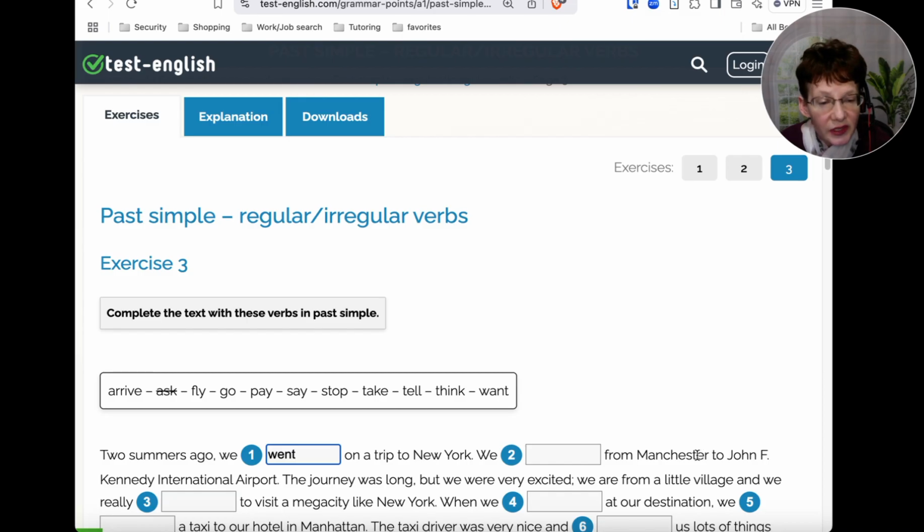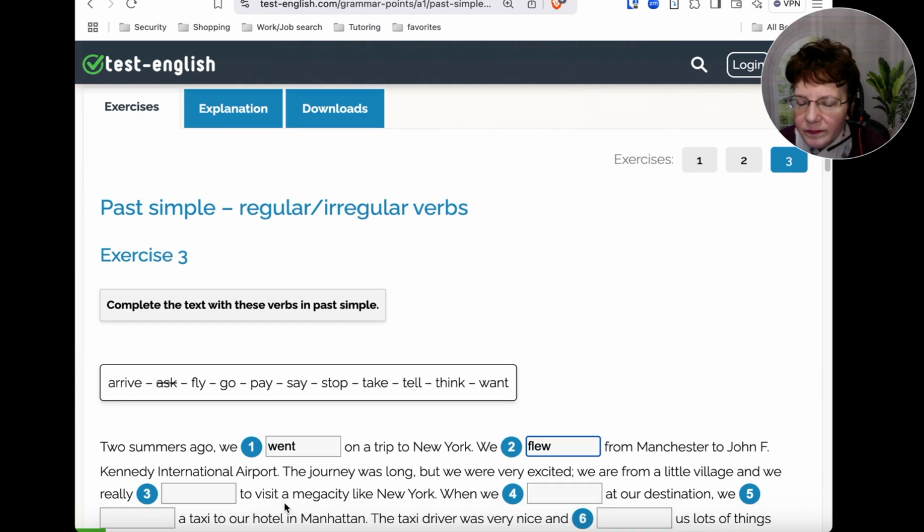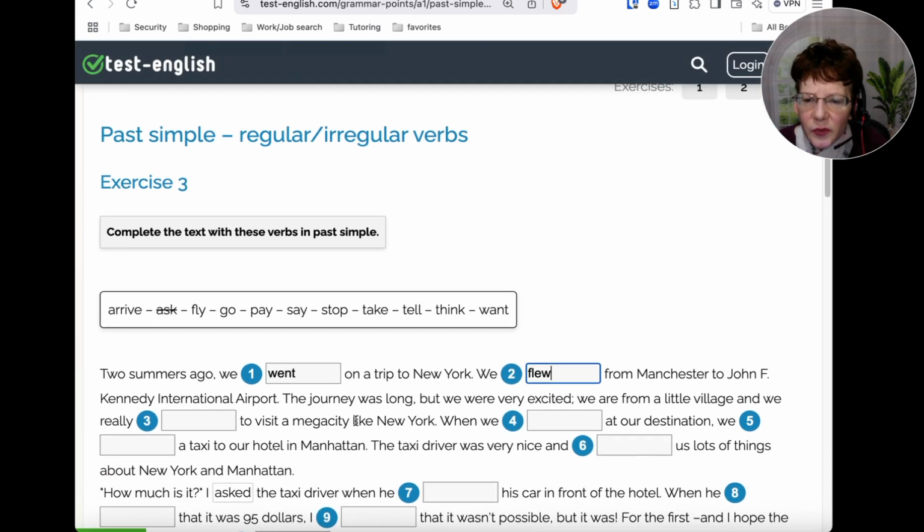Okay, number 2, we what? From Manchester to John F. Kennedy International Airport. So we want the verb what? Fly. Okay. So what would be the past? It's not flied, it's irregular. So flew from Manchester. So, and then try one more here. The journey was long, but we were very excited. We are from a little village and we really what? To visit a magic city like New York.